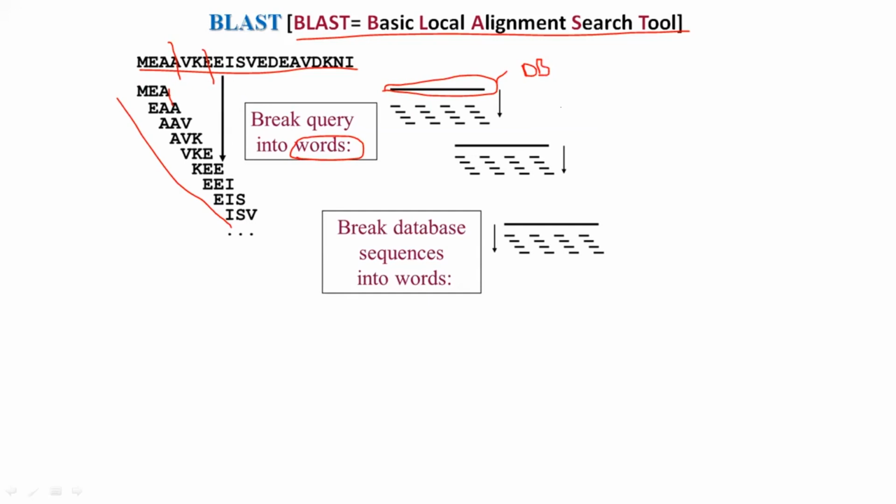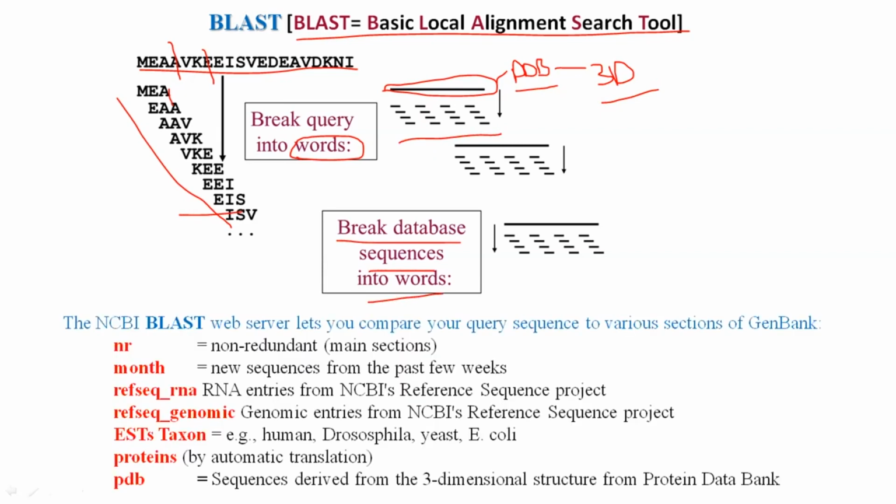In our homology modeling case, we'll be searching against PDB, where three-dimensional structures are deposited. These three-dimensional structural sequences were deposited, and the sequences were divided into words, and these words are compared to these words. So it breaks database sequences into words and then compares. In BLAST we'll have more shortcuts.